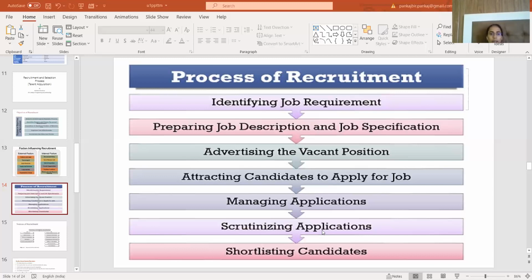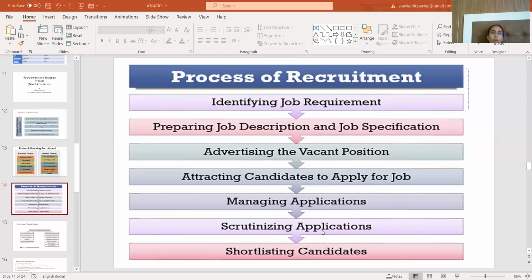The next step is advertising the vacant position. A job vacancy is advertised through newspapers, brochures, job portals, and consultancies, and it ensures that the maximum number of relevant candidates can apply for the job. In the next lecture, we will discuss the sources of recruitment, in which these sources are also included, like newspapers, brochures, and job portals.